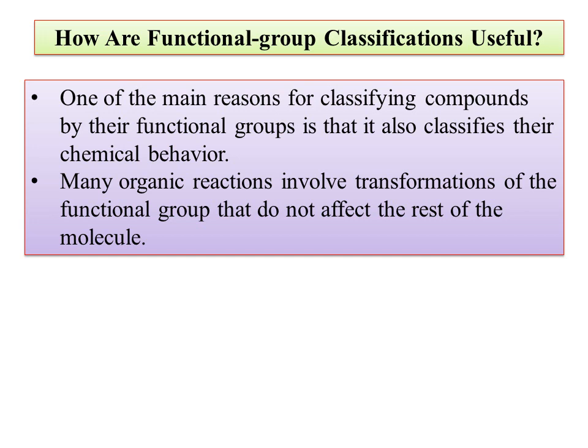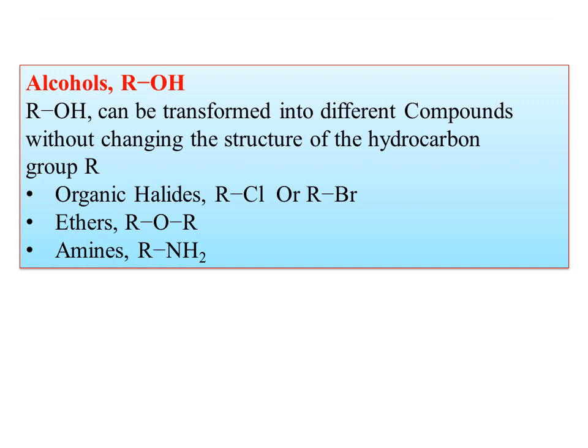takes place without affecting the other part of the molecule. So it is easy for us to understand, easy to study, and easy to classify the compounds having the same functional group. For example, when you consider alcohols, they have the formula ROH. Here OH is called the functional group, transformed into different compounds without changing the structure of the hydrocarbon R. Here R is a hydrocarbon, that may be alkyl, alkenes, single bonded, double bonded or cyclic compound, whatever R may be.